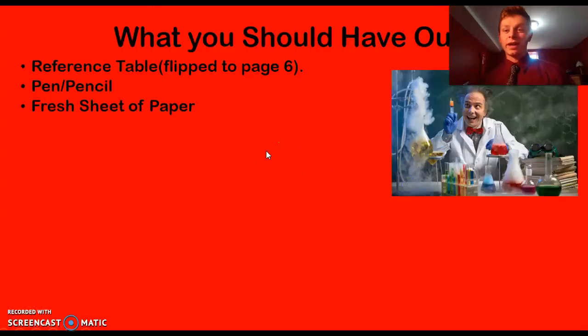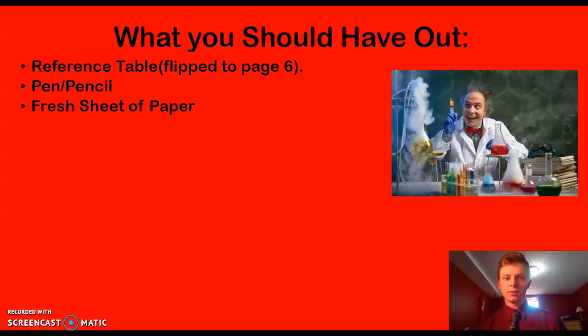What you should have out right now, let's get this out of the way, is your reference table. Flip to page 6. Page 6 has tables L, M, and K, I believe. You're going to need it. Those are the tables that refer to acids and bases. You need a pen, pencil, and a fresh sheet of paper.